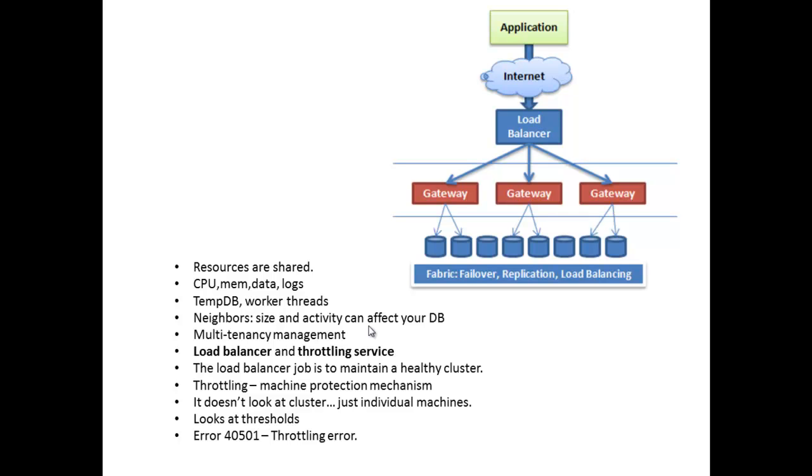So we don't have an unruly neighbor on our cloud that's sucking up all our resources, right? Well, we've got load balancing and throttling services. The load balancer's job is to maintain a healthy cluster. That's his job. Throttling is more machine protection. It doesn't look at the cluster, just individual machines. It looks at threads. So how do we know if we're being throttled? Well, we've got an error of 40501. That's a throttling error.